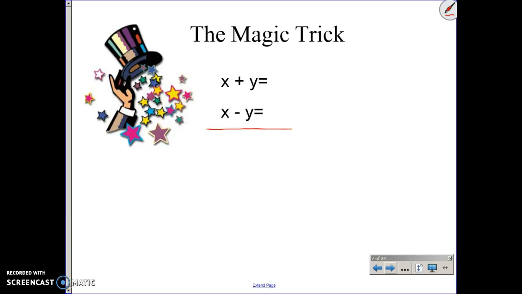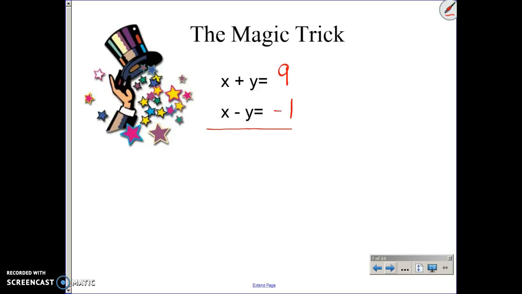So somebody earlier told me that when they added their two numbers, they got 9. So I'm just going to use theirs. And when they subtracted them, they got -1. Well, that fits my little equation here. X and Y are obviously unknowns. I don't know what they are.